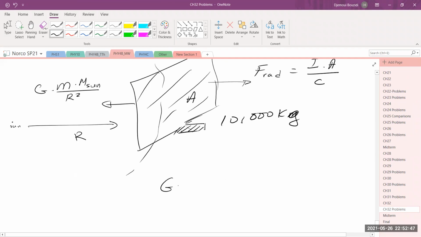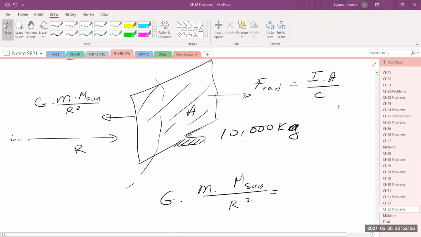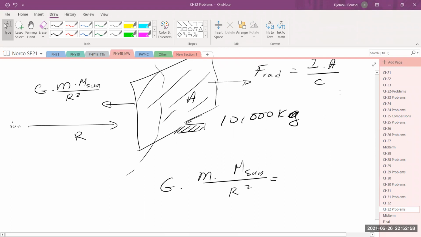From one side, we have the force of gravity. This is the mass of the sail. This is the mass of the sun. And this is r squared. This must match the area of the sail, which is coming from here, divided by c, the speed of light, times this one. And this is the power radiated from the sun divided by 4 pi r squared, where the r squared is the same as the r squared in here.